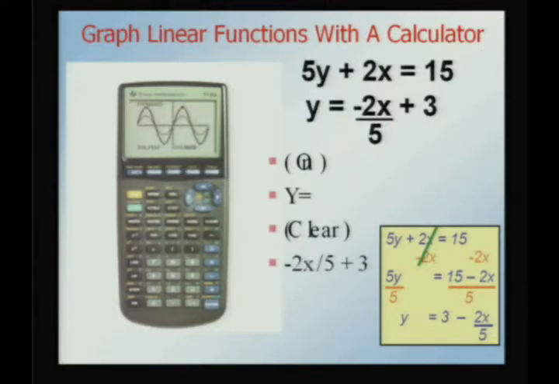Then I type it, and then guess what you have to do to graph it? Just hit the graph button, and there's your picture, okay? That's going to be of great use to you on the exam. If you want to get rid of the picture, clear it out, okay?